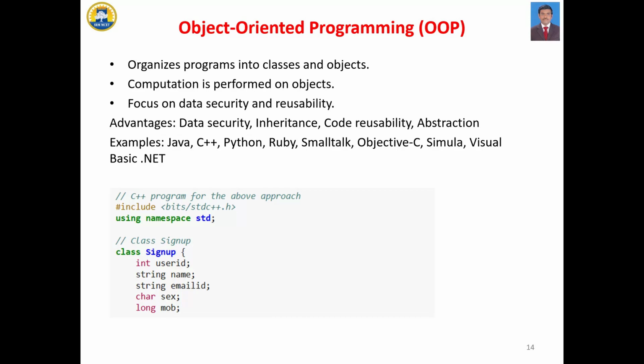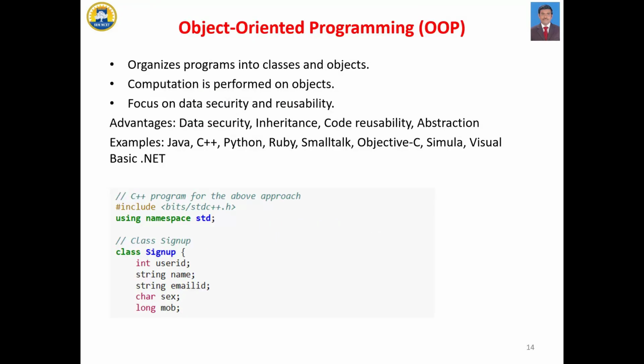If you enter the number, the output is the factorial of the number. Next one is object-oriented programming, that is OOPS. The OOPS concept organizes programs into classes and objects. Computation is performed on objects, focused on data security and reusability. Advantages are data security, inheritance, code reusability, abstraction. Examples of OOPS languages: Java, C++, Python, Ruby, Smalltalk, Objective-C, Simula, Visual Basic, .NET.